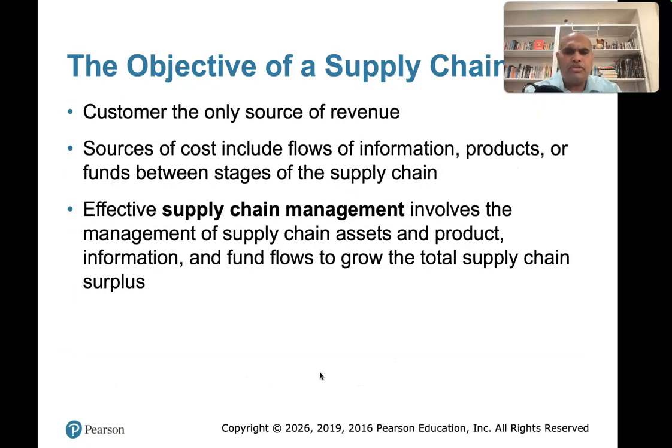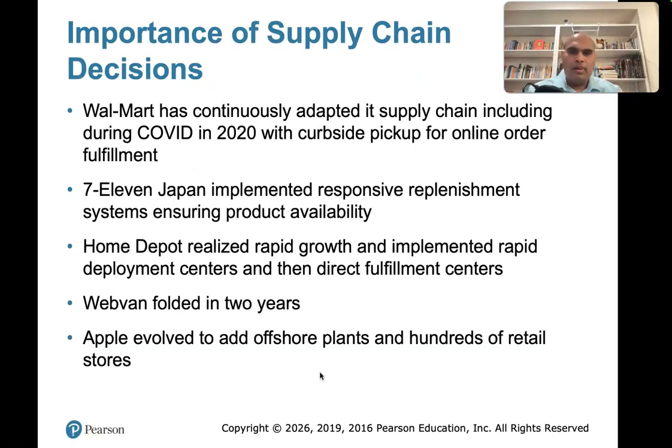So effective supply chain management involves management of supply chain assets and products, and very importantly, information and fund flows. Fund flows obviously are going to happen, I mean, money is going to get exchanged, but information flow is extremely important, and that is the sticking piece to most supply chains working efficiently, because companies don't like to share a lot of their internal proprietary information. Now, there are some interesting examples of how supply chain decisions made companies really profitable, or Webvan folded in 2 years because their supply chain was not good.